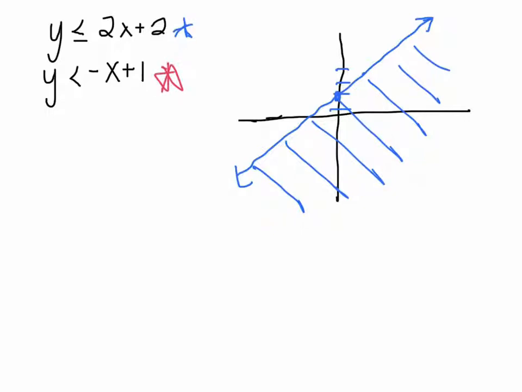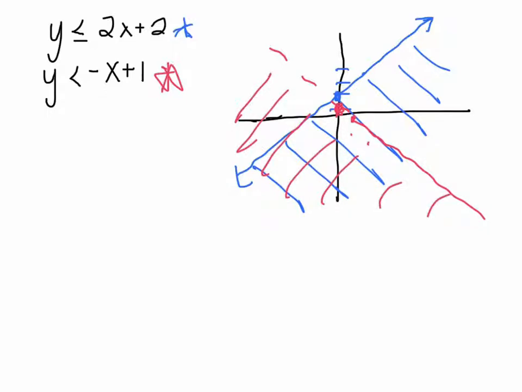in red. So at +1, I'm going to draw a dot. Then I'm going to go down 1, right 1, down 1, right 1, and draw a dotted line through that. And it says less than, so this shaded area right here.